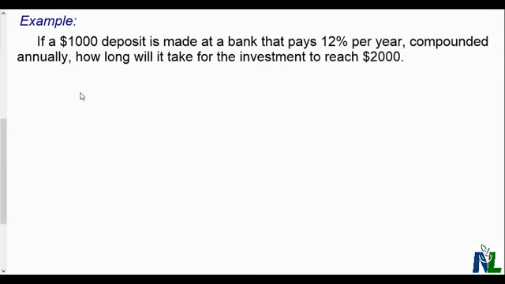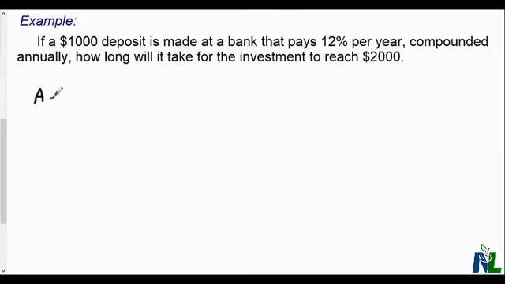In this example, we'll be using the compound interest formula to determine how long it would take a particular investment to reach a certain value. So take a moment just to read the question there before we begin. Okay, so in order to start this question, we first need to write down the formula for compound interest.